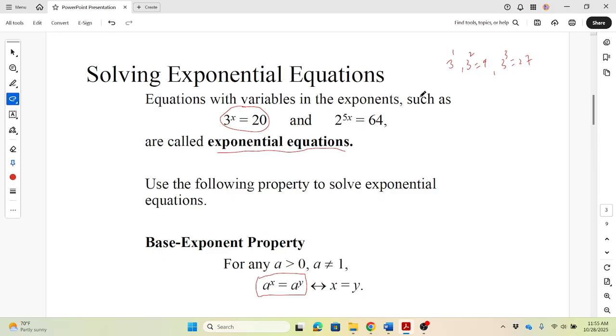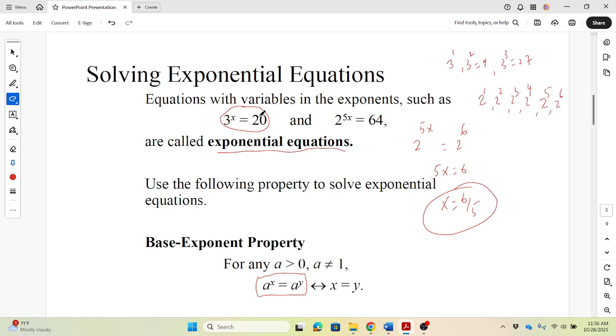But what about this one? 2 to the power 1, 2 to the power 2 is 4, 2 to the power 3 is 8, 2 to the power 4 is 16, 2 to the power 5 is 32, 2 to the power 6 is 64. So this one is 2 to the power 5x equals 2 to the power 6. Because of this base property, 5x has to be equal to 6. So x has to be equal to 6 over 5. So we can sometimes use the base property to solve exponential equations.